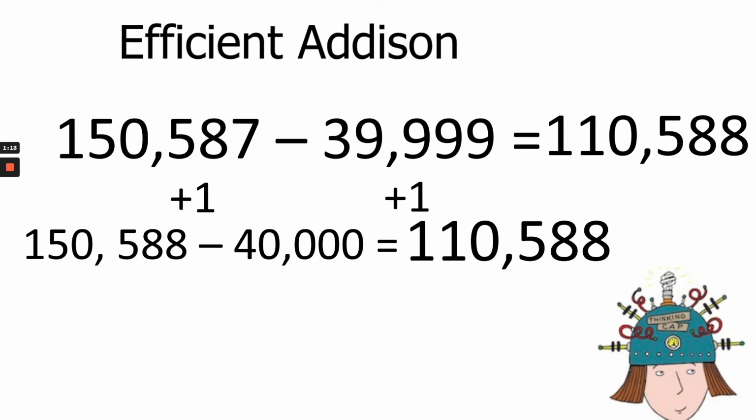Well done if you've used this method. You may have also used a number line, taking away 40,000 and adding 1 back. Well done if you used that method and you got the same answer.